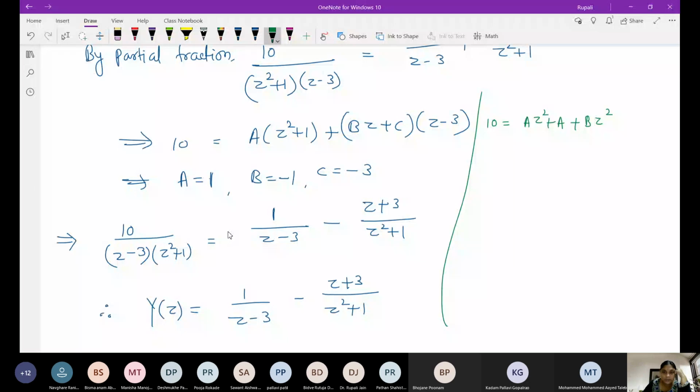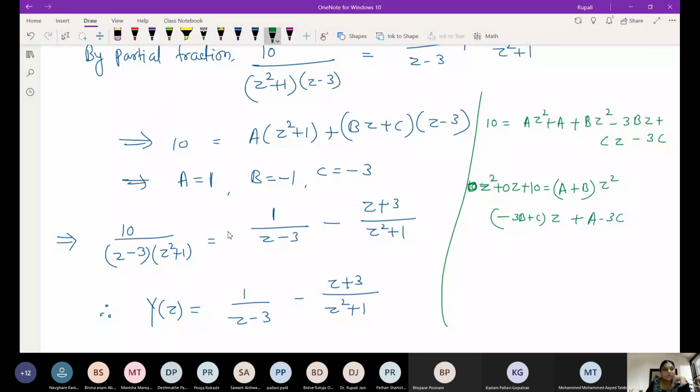bz square minus 3bz plus cz minus 3c. So this 10 I can write as 0 times z square plus 0 times z plus 10 is equal to, now collect the terms: a plus b times z square, minus 3b plus c times z, and the constant is a minus 3c, right?